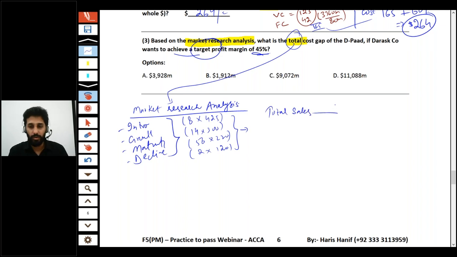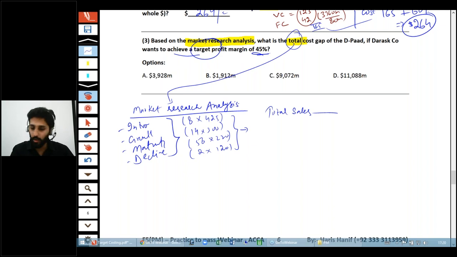I need the total sale value. Please calculate this. I'm also calculating here. 8 into 425 plus 14 into 300 plus 56 into 220 plus 2 into 120. It is now 20160. It is 20160.